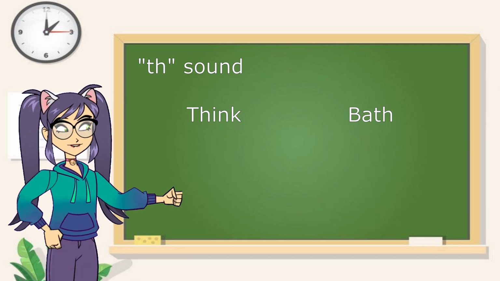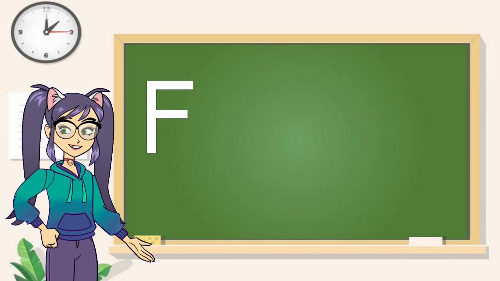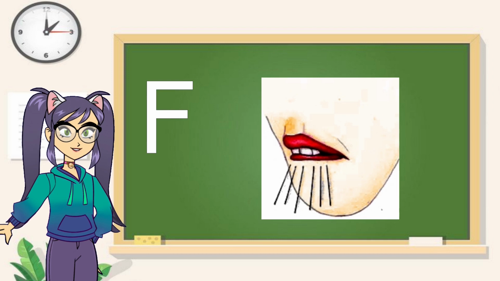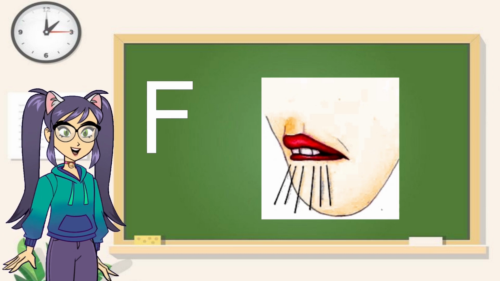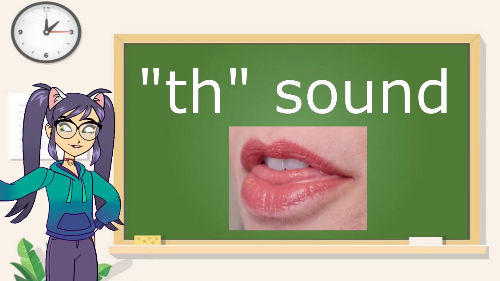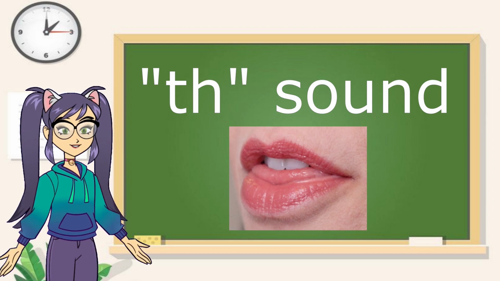Now, let's reinforce our understanding. Remember, the F sound is made by placing your top teeth gently on your bottom lip and blowing air out, like a soft breeze. Meanwhile, the TH sound is produced by gently sticking out your tongue between your teeth and blowing air out, like a soft, quiet wind.